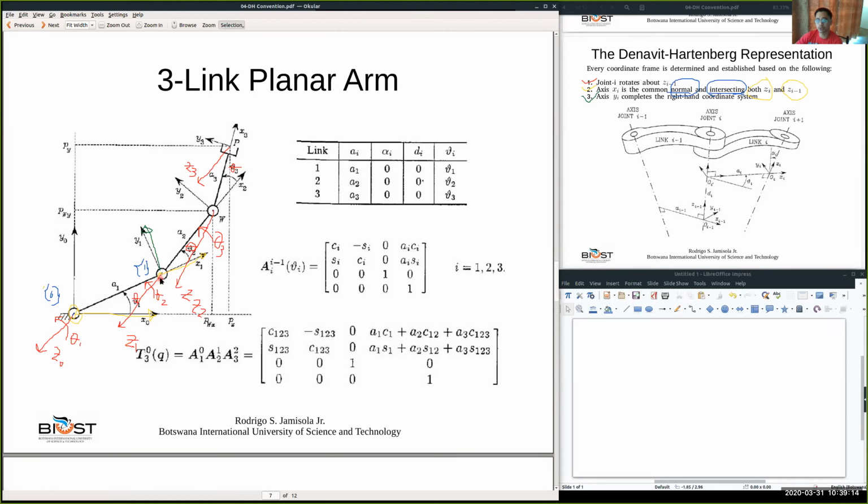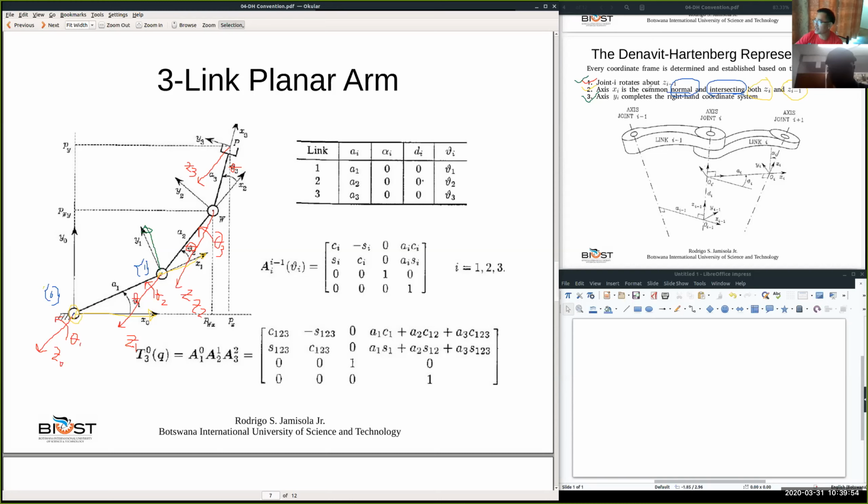So next, let's go to frame 2. Because we already previously identified the axis of rotation, we know that this is the Z2 axis, and now we need to identify where is your X2 axis. So to identify the X2 axis, this item 1 is already finished. So let's make it a check. So item 1 is finished.